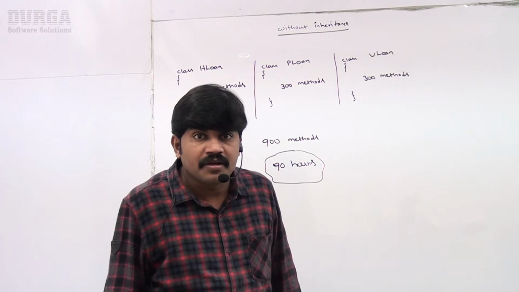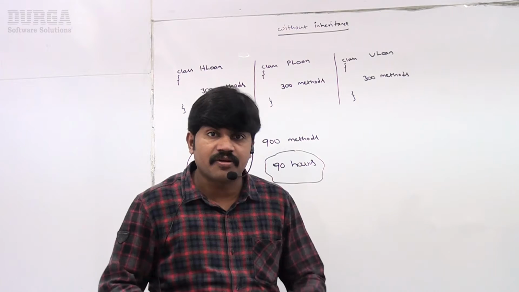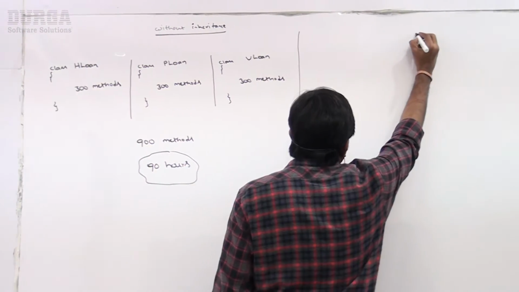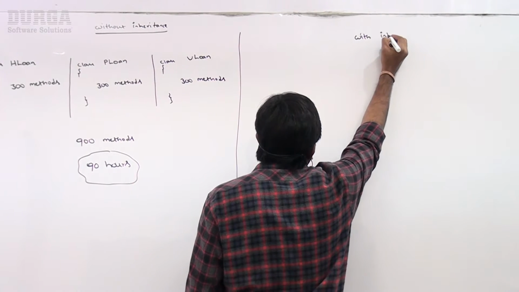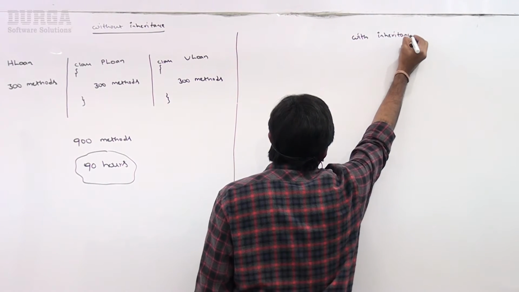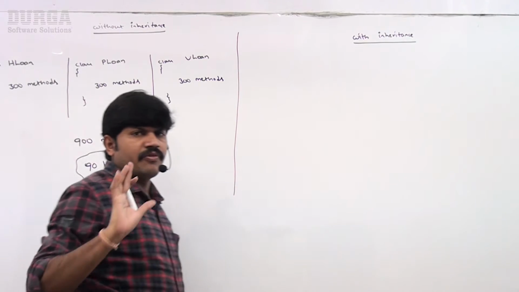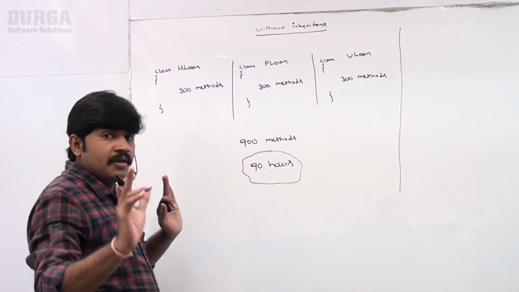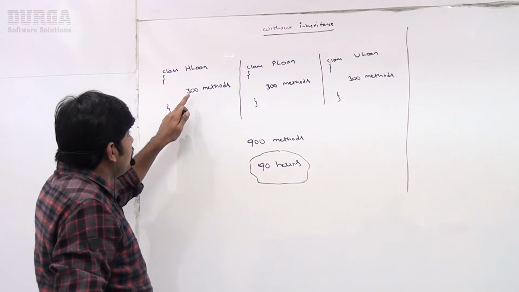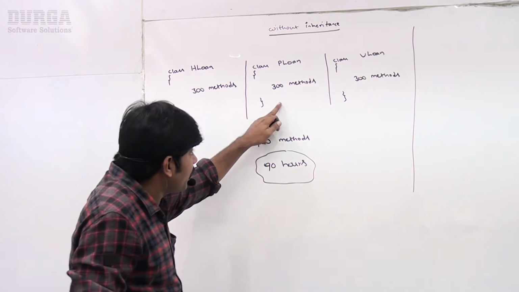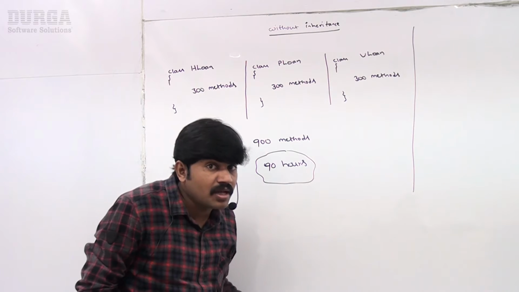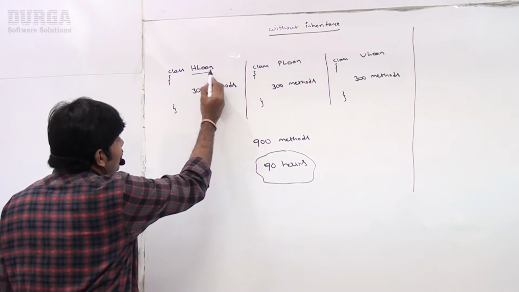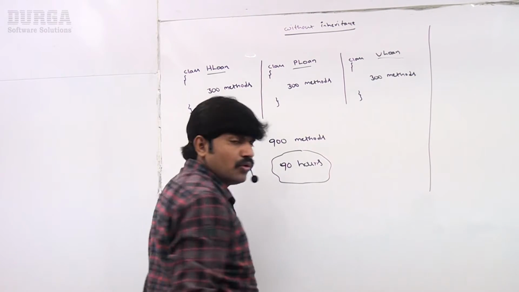Sir, can you please guide me how to use the inheritance concept for this requirement? Like this I asked, sir. The same scenario I have to go for with the inheritance concept. Now, very simple, sir, with the inheritance concept I want to explain the same scenario. Then he asked, Durga, here 300 methods you wrote, here also 300, here also 300. Total how many methods you wrote? 900.